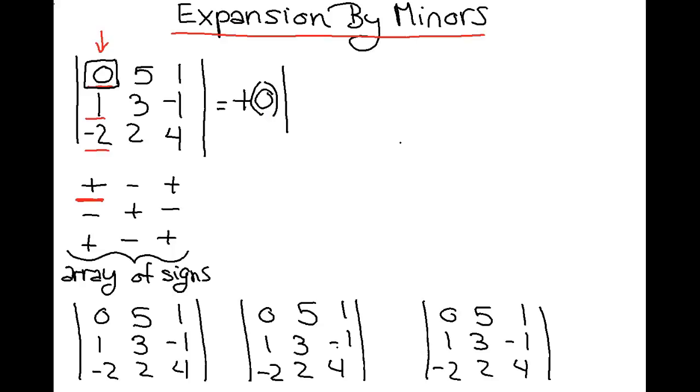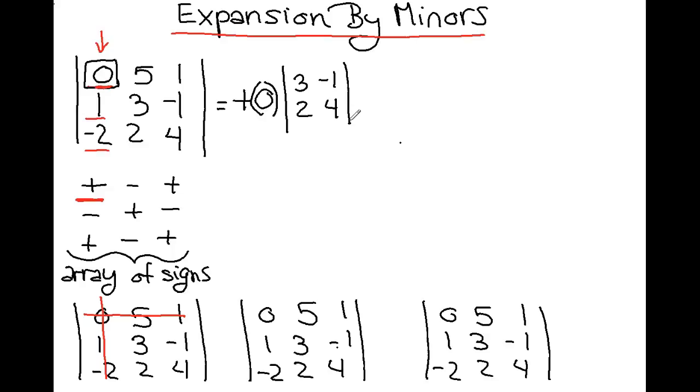The minor, let's take a look at the very first duplicate of this determinant at the bottom, is found by crossing off the row and column that the number we're currently on is in. So 0 is in the first column and the first row. As you can see, we're left with a 2x2 matrix: 3, negative 1, 2, 4. Okay, so that is the minor associated with 0.